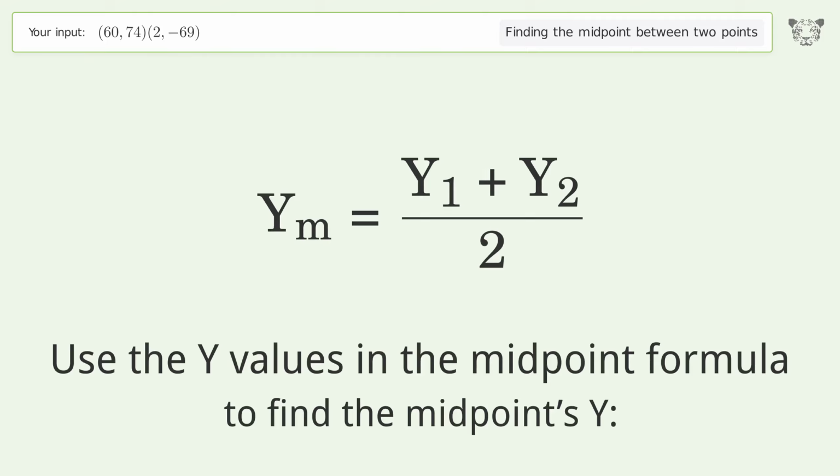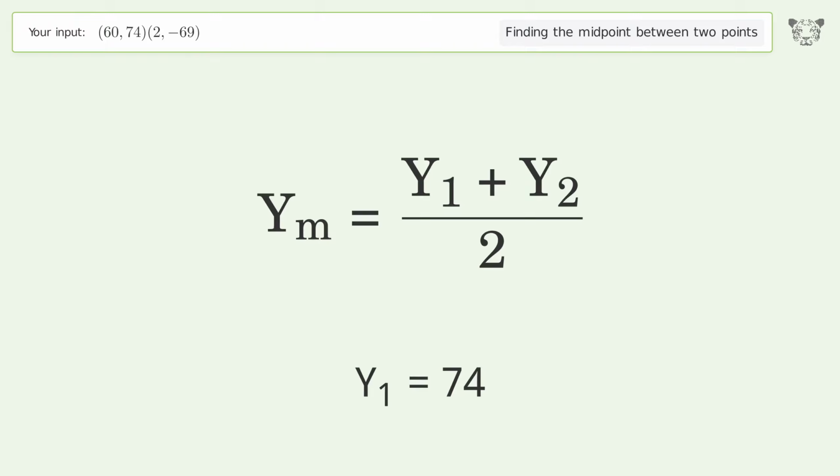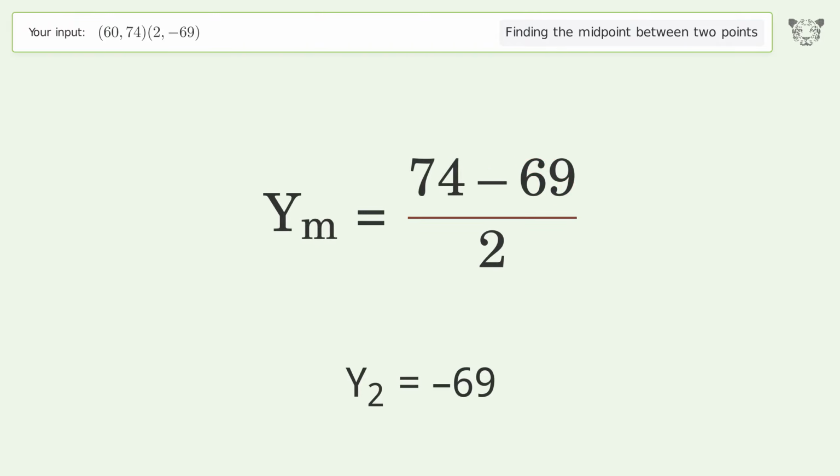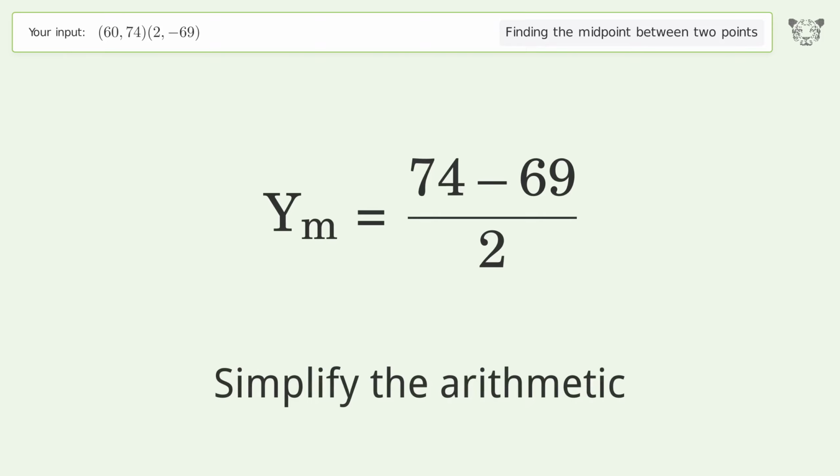Use the y values in the midpoint formula to find the midpoint's y. y1 equals 74. y2 equals negative 69. Simplify the arithmetic.